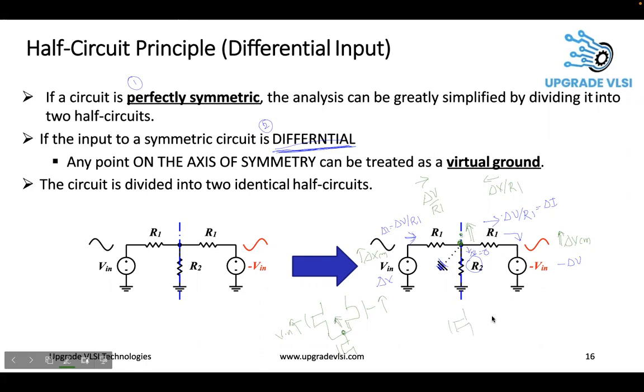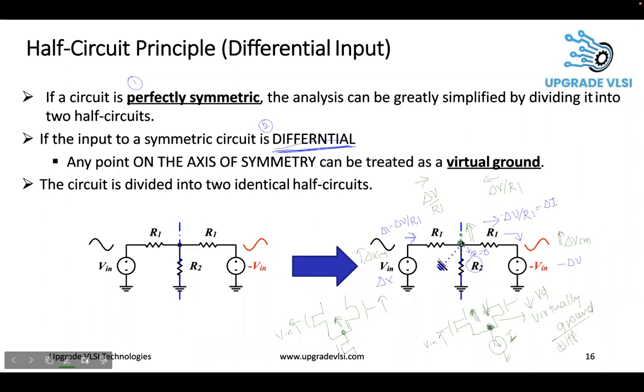So for the differential, if V in one increases and this decreases by the same amount, then when V in increases, this current will increase, and this current will reduce because this is reducing. This is a differential signal. So the total current coming here is constant. This increases and this reduces, but the voltage here remains exactly the same. So this is virtually ground.